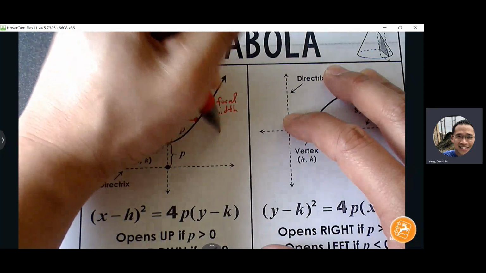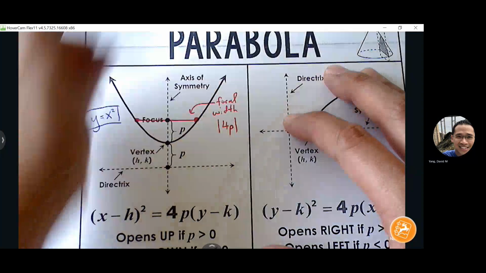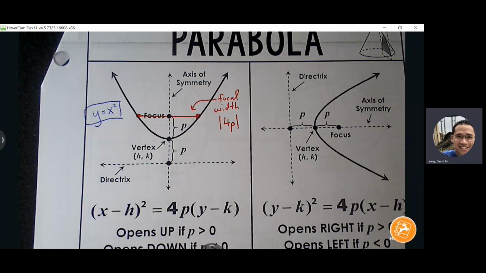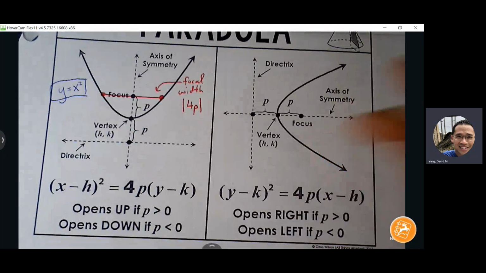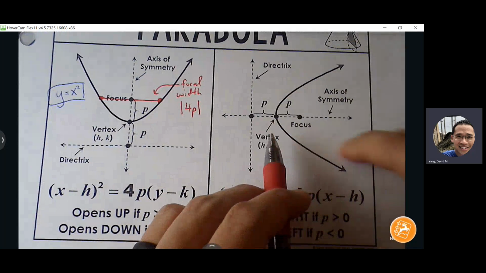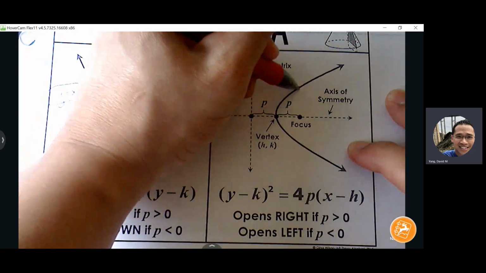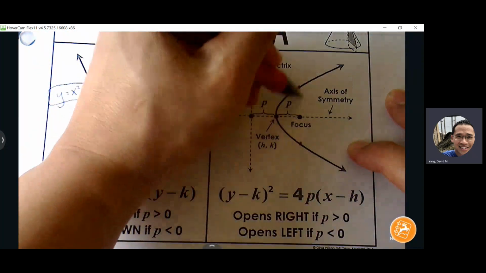It's got a special formula, absolute value of 4p. So if you know the p value, you just multiply that by 4. And the absolute value just means take the positive value. If it's negative 8, then they'll understand that that width is a positive 8. And if the parabola opens left and right, then you know that your focal width is going to be vertical.